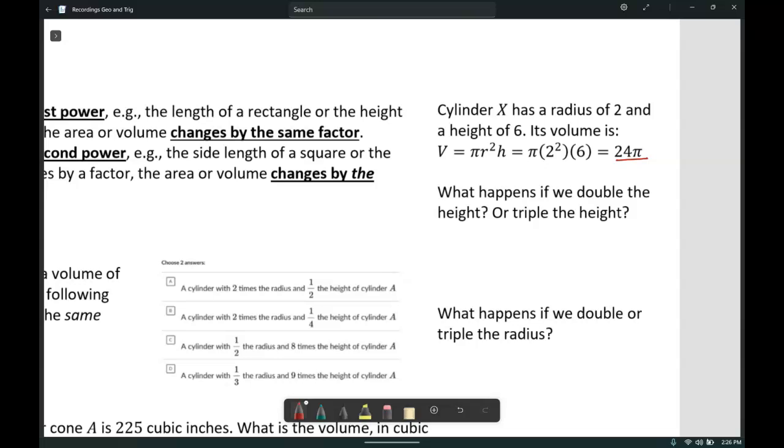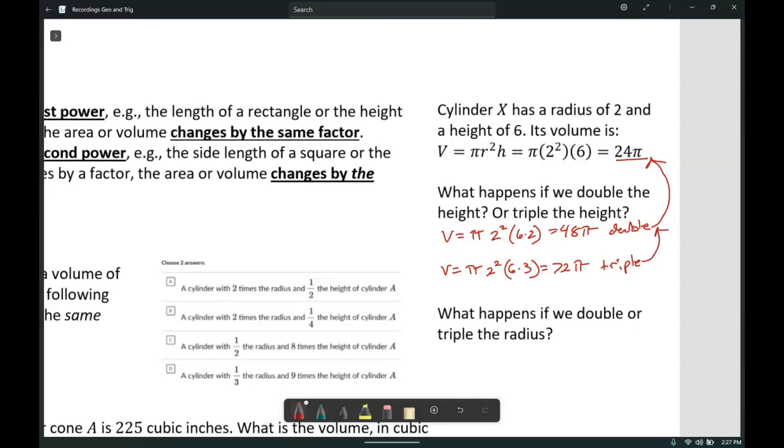Well, let's look at what happens if we double the height or we triple the height, which is a linear term. The volume equals pi, and then we are taking 2 squared, which is the radius, and then the height, and we're doubling the height. We're multiplying the height by 2. That gives us 48 pi, which is double the original volume. If we triple it, we get 72 pi, which is triple the original volume.